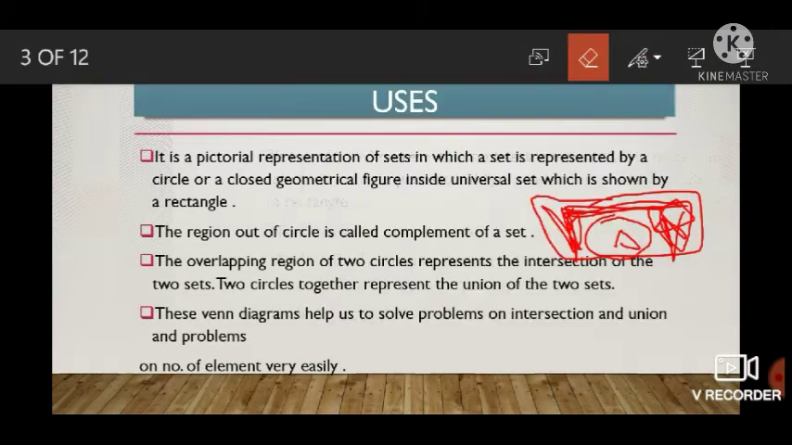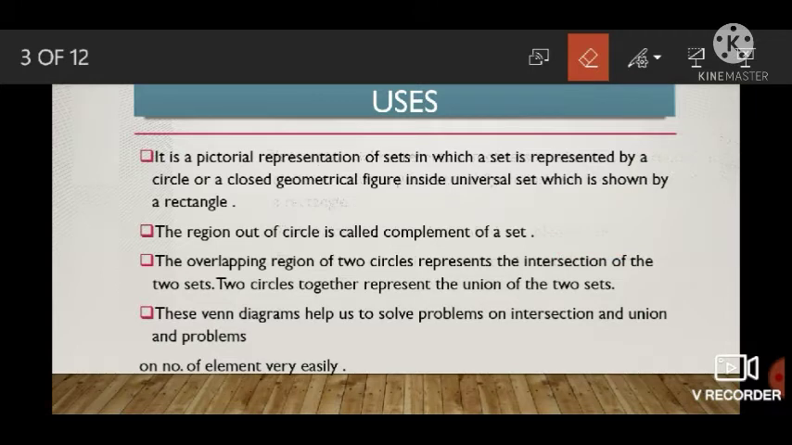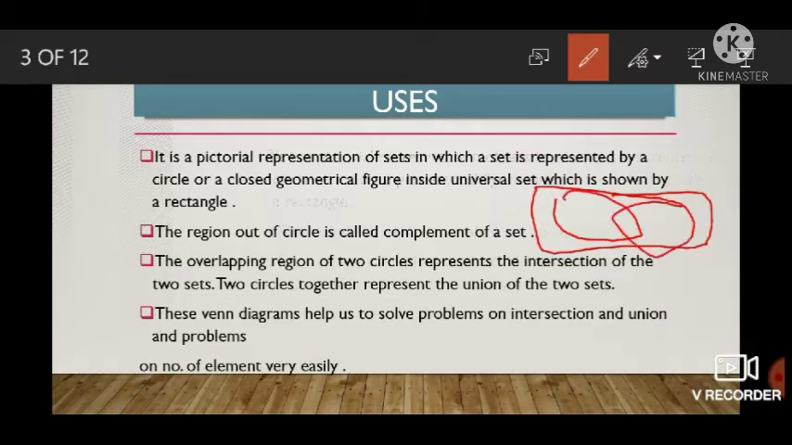Now we will discuss intersection and union of sets. We will discuss it in detail later on, but I will tell you only some basic things. When we make two sets and there are common elements in them, this region is known as the intersection of sets, and all the elements present in both A and B are known as the union of these two sets A and B.